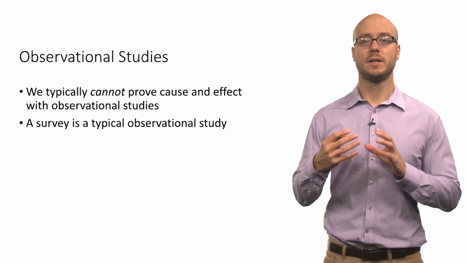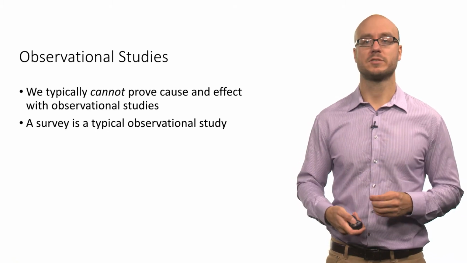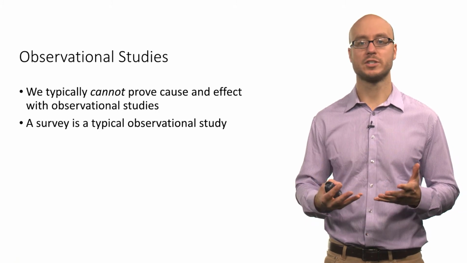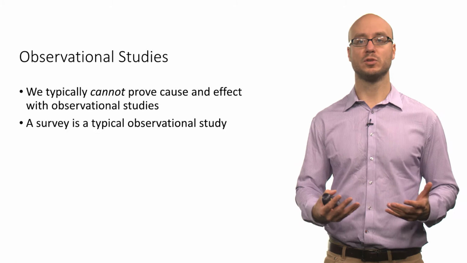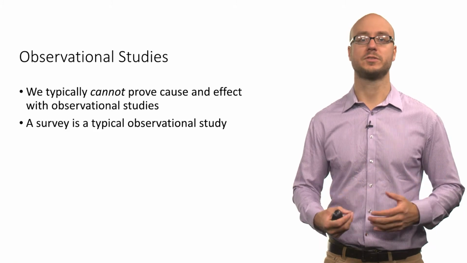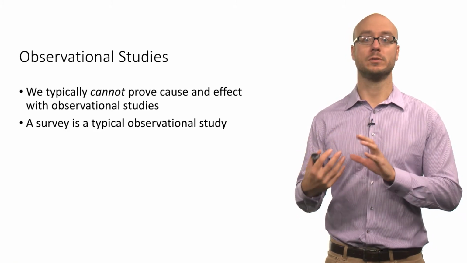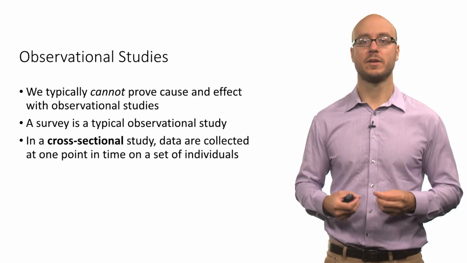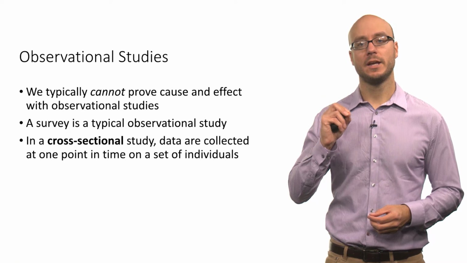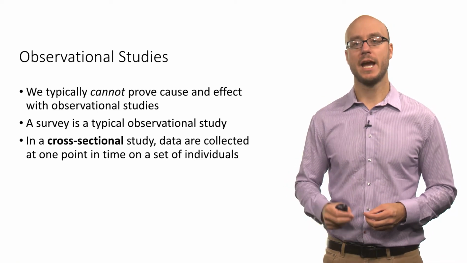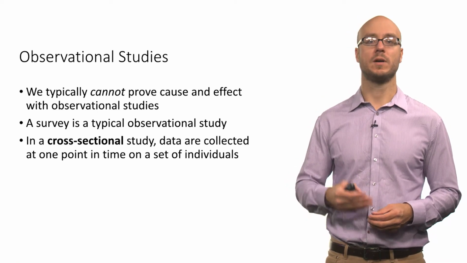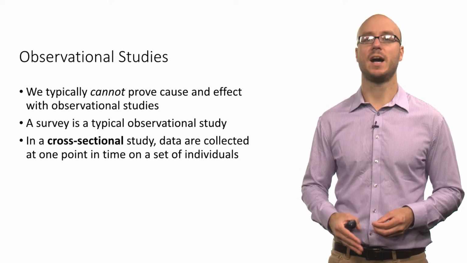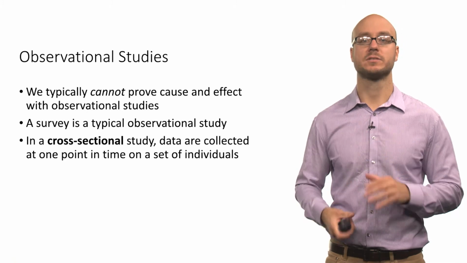A survey is a typical kind of observational study. You take a sample from a population and you ask them questions. You say, do you approve or disapprove of marijuana use? How old are you? What's your religious identification? Surveys are very commonly used. In a cross-sectional observational study, data are collected at one point in time on a set of individuals. So if you just collect data in 1955, that is a cross-sectional study.